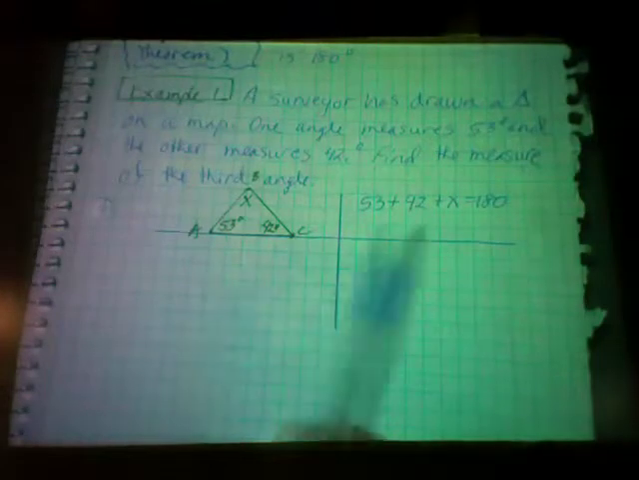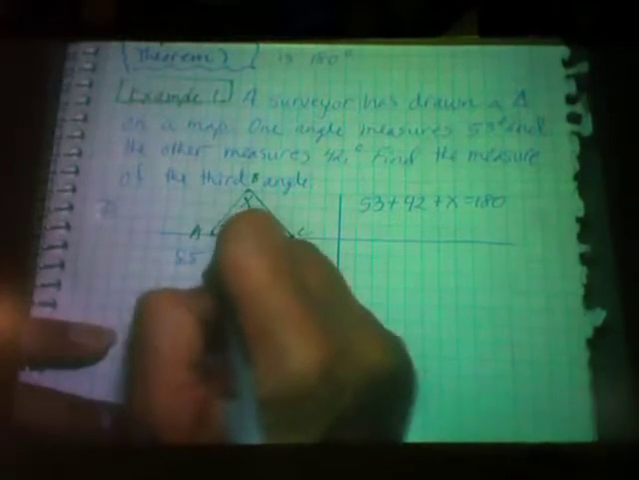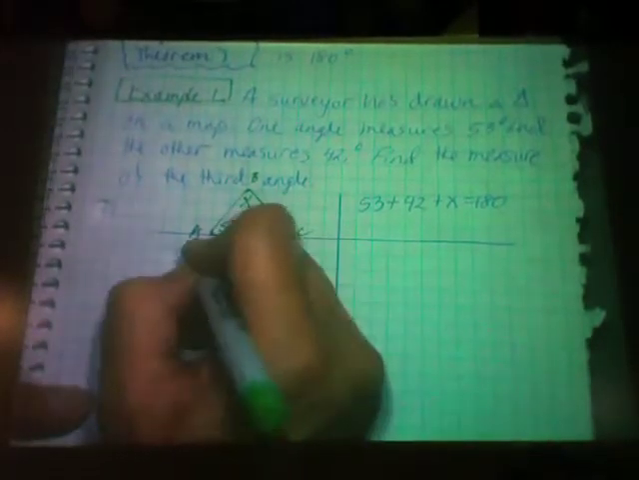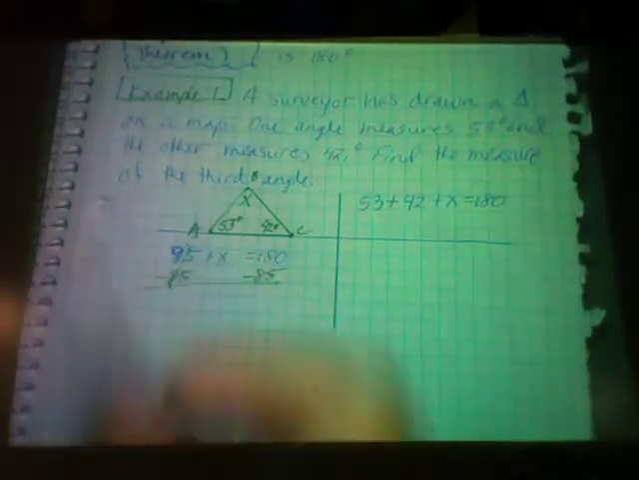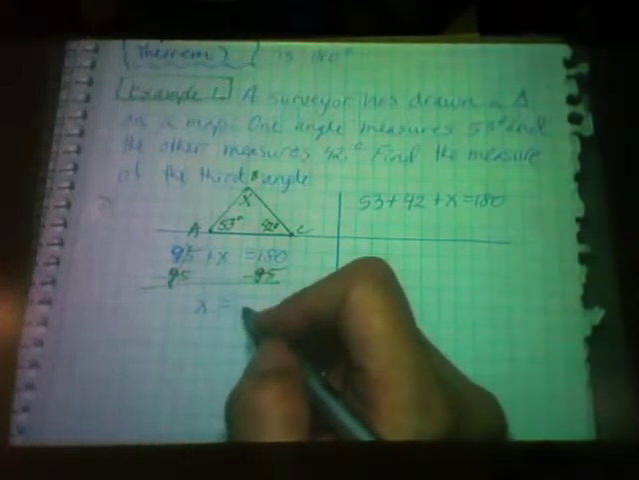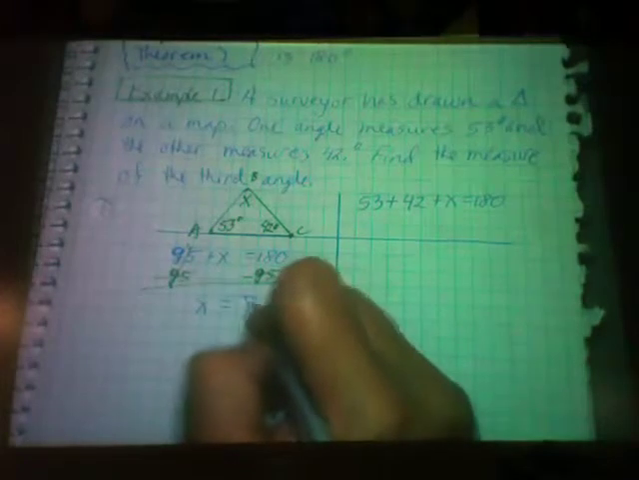All right, so over here, what's 53 plus 42? 95 plus x equals 180. Subtract 95, what do you get? 85. Everybody agree? 85? Does that answer the question?